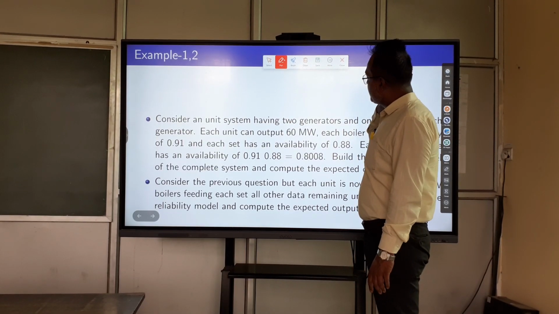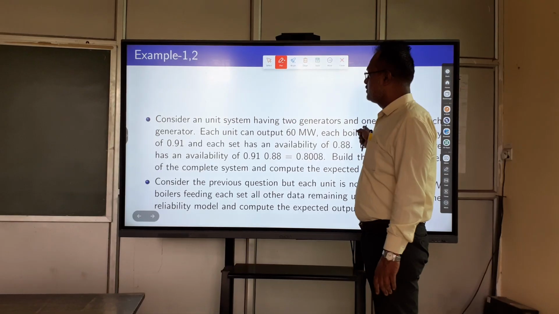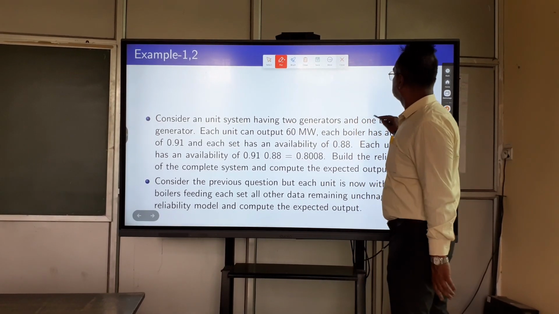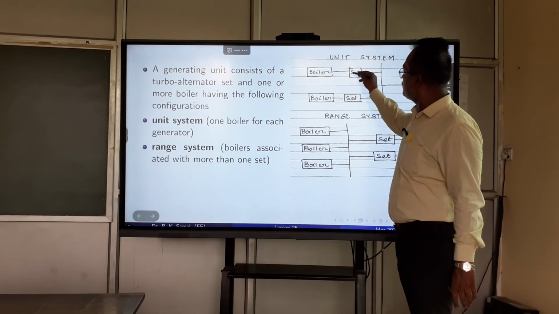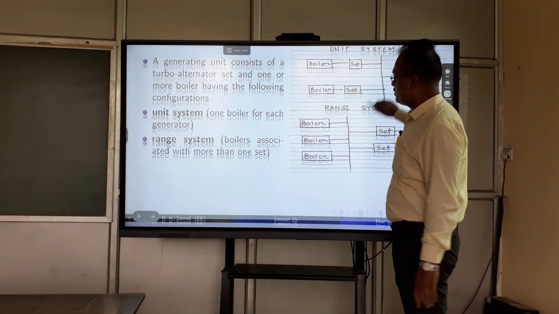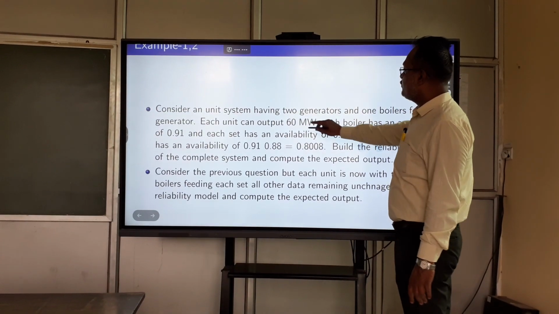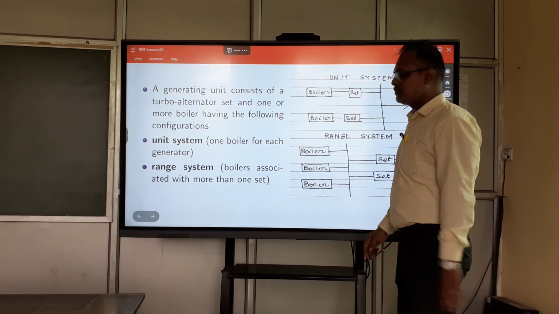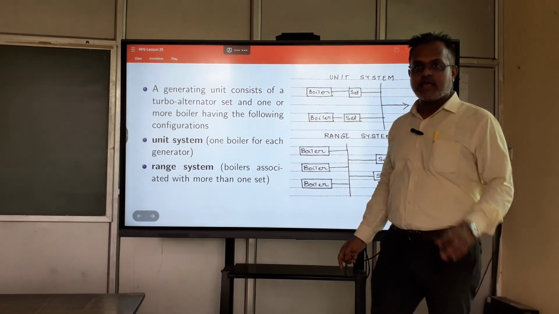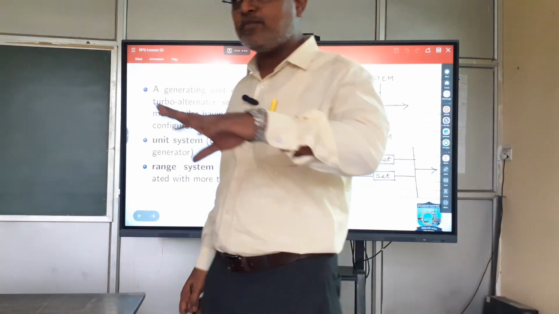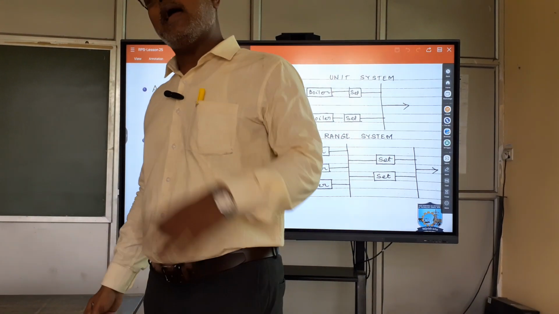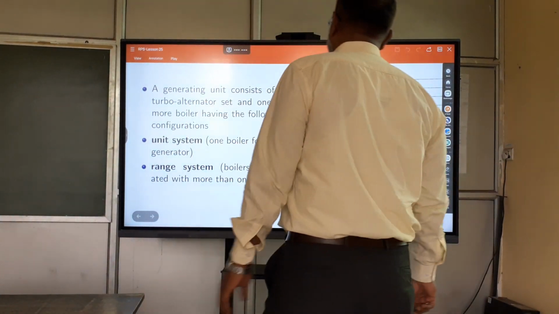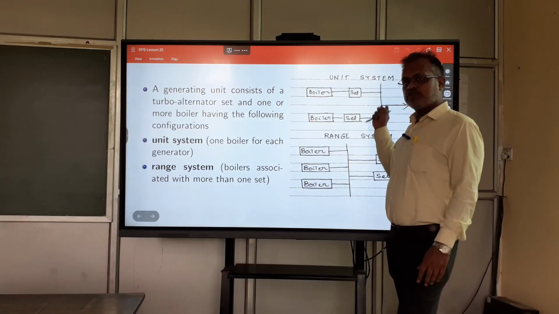Consider a unit system having two generators and one boiler for each generator. Each unit can output 60 megawatt. So you have mentioned here 60 megawatt. The capacity of the generator is 60 megawatt, so boiler capacity should be at least 60 megawatt. I am talking about output, not the input. Input is less. The boiler output is 60 megawatt. Generator output is also 60 megawatt.